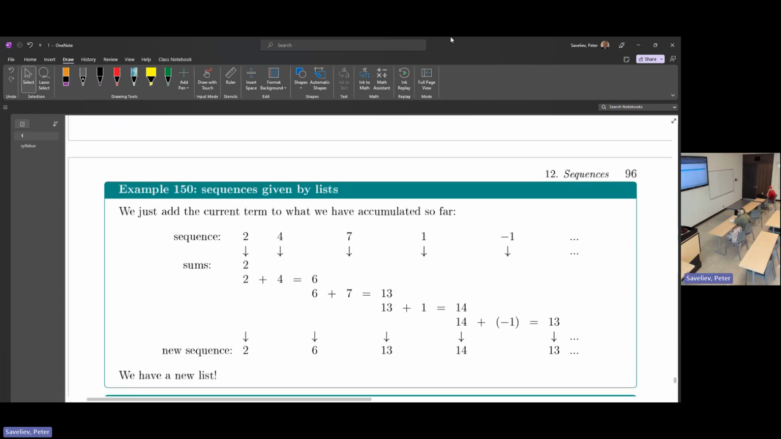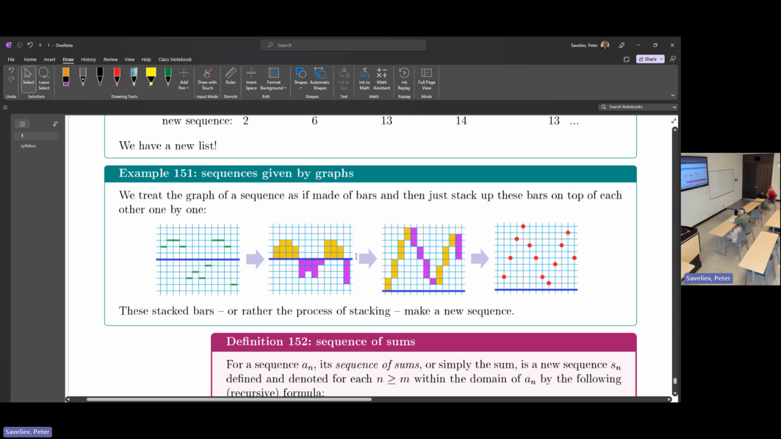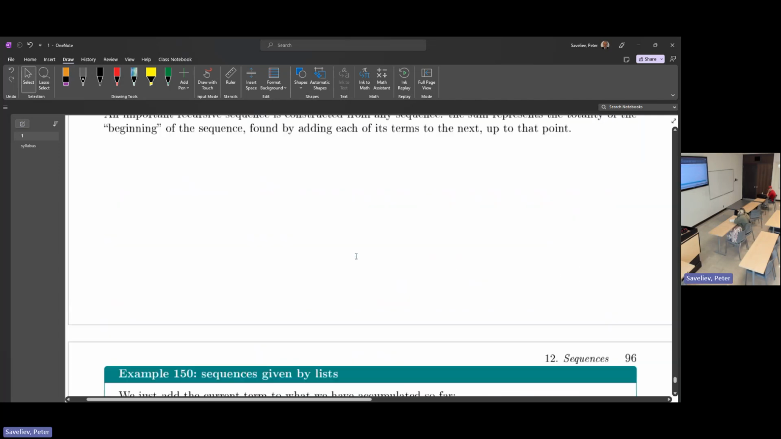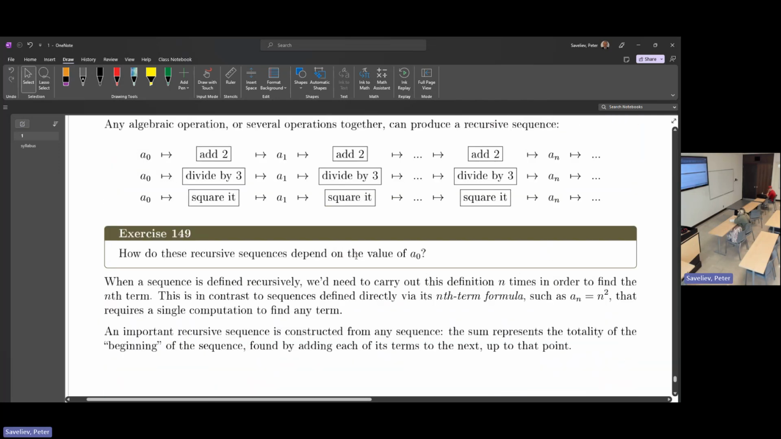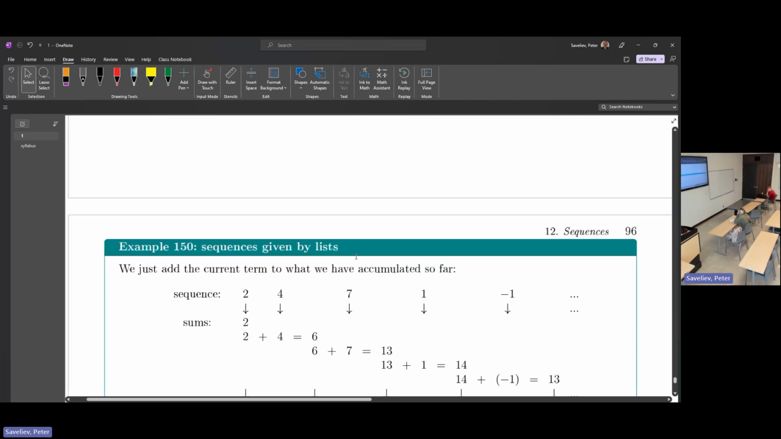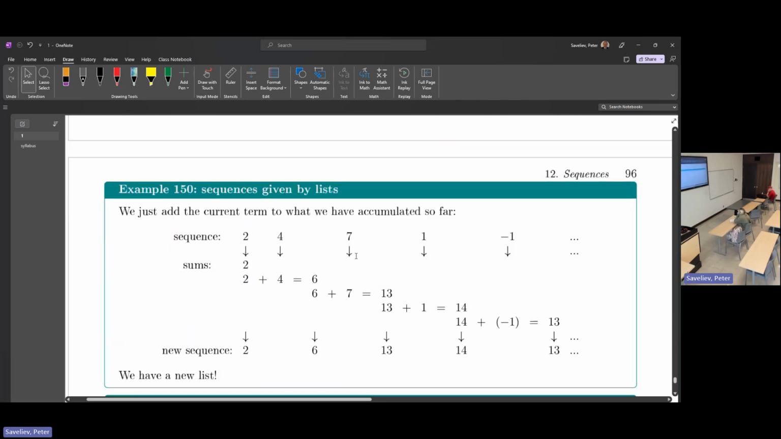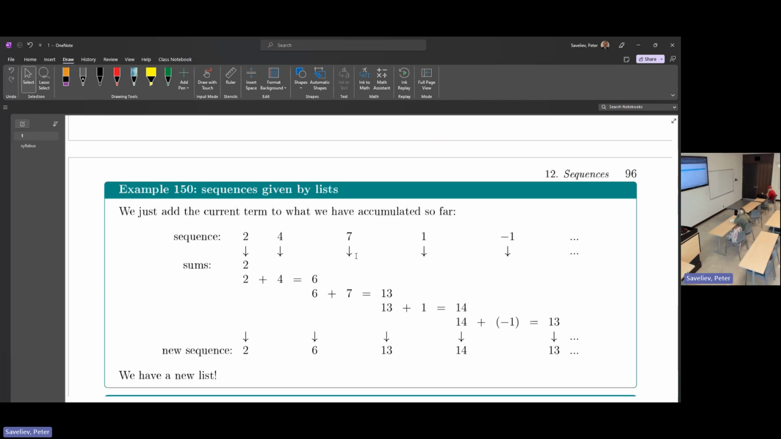Okay, so let's skip that. One thing that is worthwhile, whatever you're studying, is producing sequences in the spirit of calculus. Just like in calculus you have a function and then you transform it into another function, you can do this with sequences, and taking the summation is one of those examples. Summation of a sequence: you have a sequence 2, 4, 7, 1, -1, and then you can start adding them up one at a time.